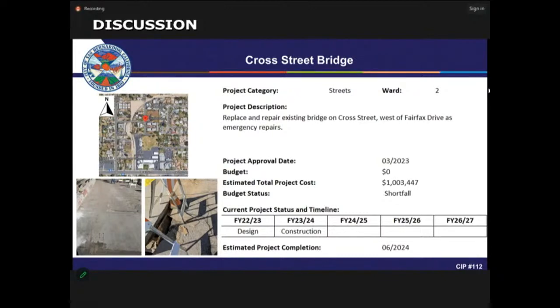So there is currently no budget for this project. Essentially, it's one of the recommendations for tonight. And the staff's original estimate for this work is approximately $1 million at this time.